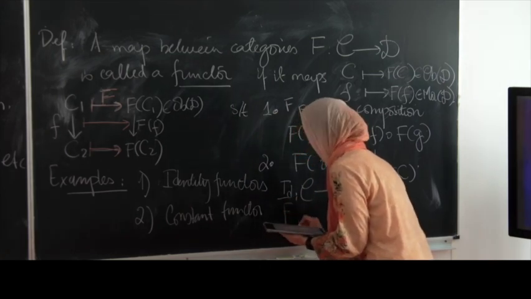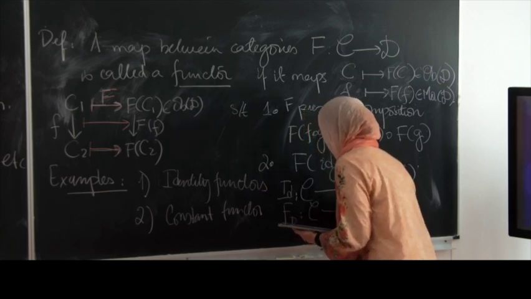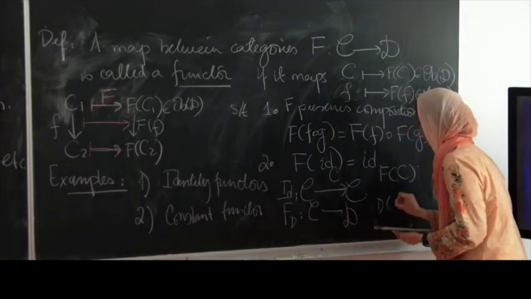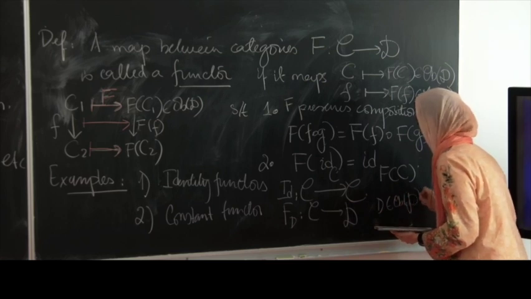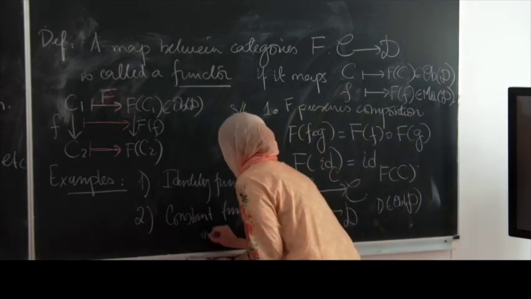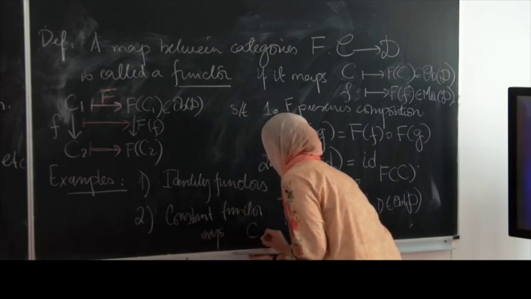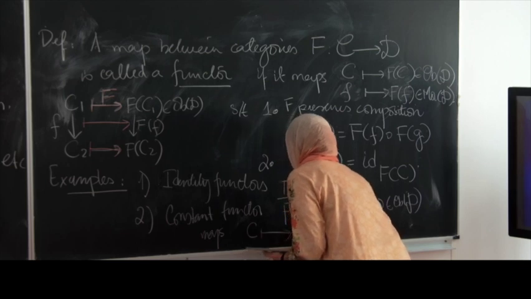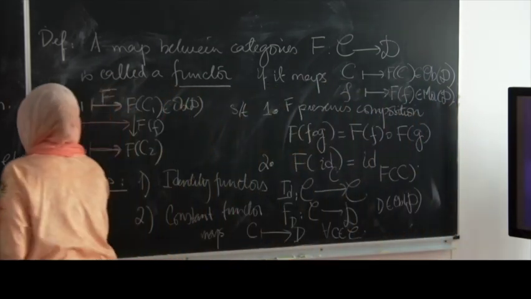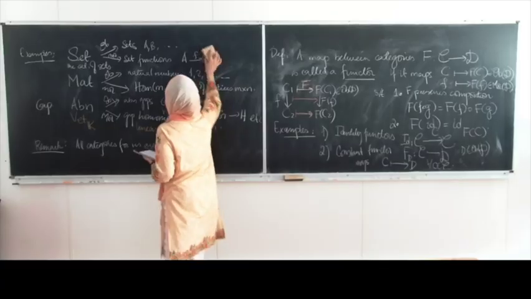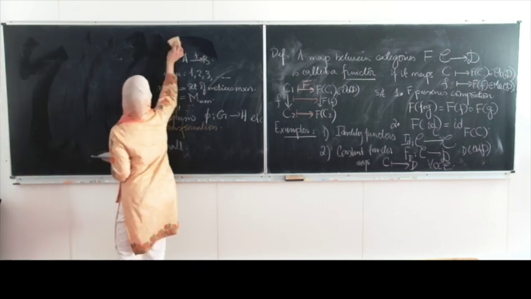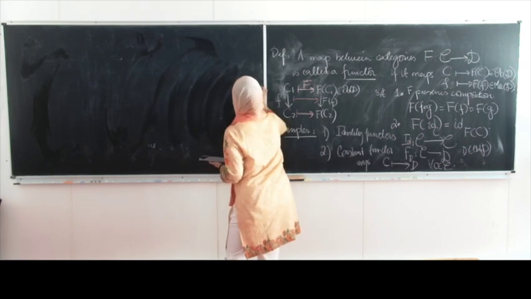And then you have, of course, the constant functor, let's say F_D. Here D is a particular object in the target category, so D is in the objects of D. This ends up mapping all objects to the same object. So it maps C to D for any C inside the category. Okay, so maybe we can look at some interesting examples. Maybe some are familiar to us.